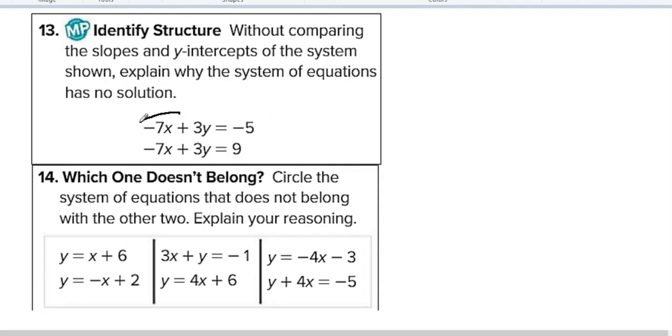You can see both the equations are in standard form, so the left hand side of both is the same. Whenever the left hand side in standard form is the same, minus 7x plus 3y here and minus 7x plus 3y there, but the value of c on the other side is not the same, that means they have no solution.